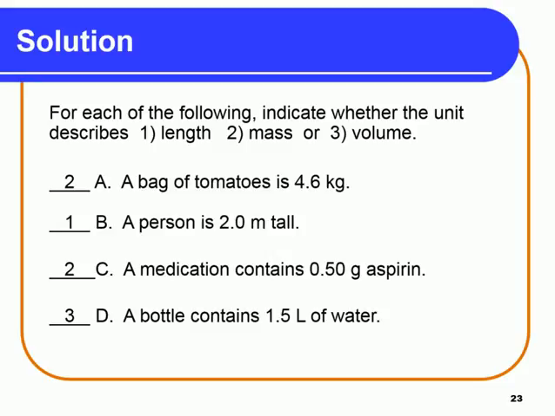All right, see how you did. A bag of tomatoes that is 4.6 kilograms. That's mass. Kilograms represents mass. A person is 2 meters tall. That is length. A medication contains 0.5 grams of aspirin. Again, that is mass. Grams are mass. And then a bottle contains 1.5 liters of water. That is a volume.